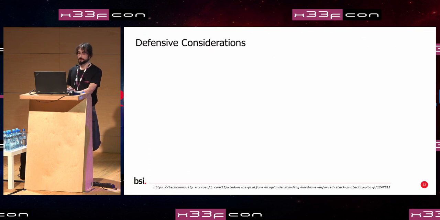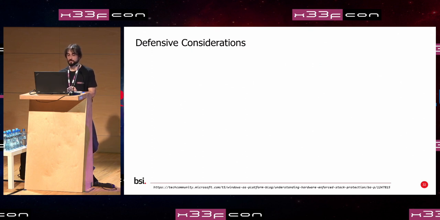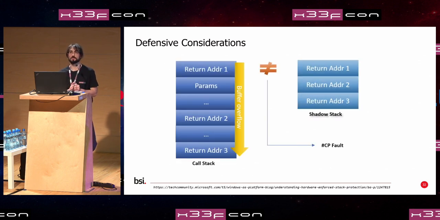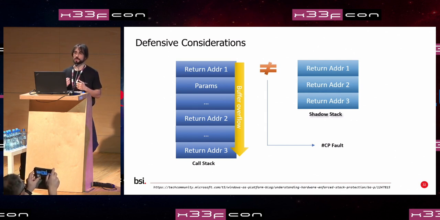And then let's discuss defensive considerations. The first thing you want to do to protect against every stack spoofing technique, including this one, is enable CET, Control-flow Enforcement Technology, or HSP, hardware-enforced stack protection, which is very effective against this kind of technique. If you don't know what it is, there is the link at the bottom. Practically what it does, it creates a shadow stack. The shadow stack is a list of all the return addresses that your program took by calling a specific function. And practically the call stack, the one you can manipulate, on return is compared to the shadow stack.